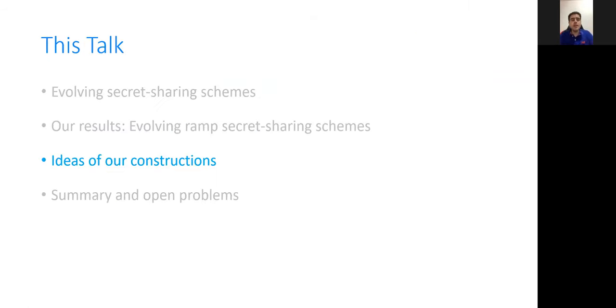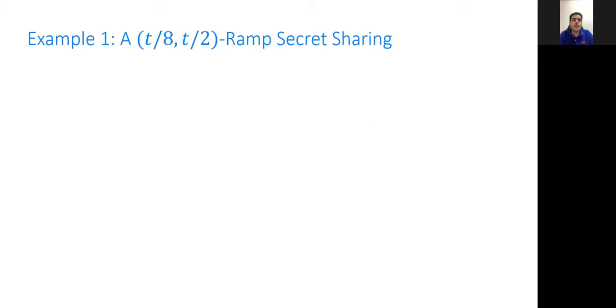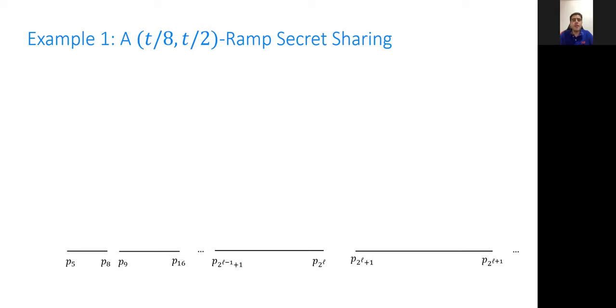So next, we are ready to present our results, the ideas behind the constructions. We first start with a simple scheme for ramp secret sharing with parameters t over 8 and t over 2. We divide the parties into segments. The first segment contains 4 parties, the second contains 8 parties, and so on. The L-th segment contains 2 to the L plus 1 parties, and so on.